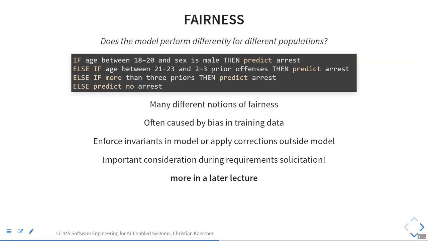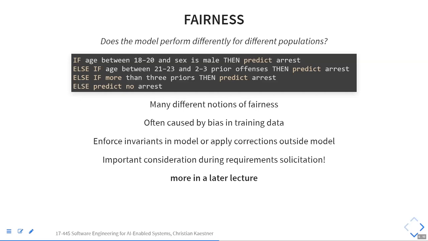And I can't do this justice now in 5 minutes. So I just wanted to mention this. There are many different notions. There are a lot of different measures. And it really depends on what you're doing. This is actually in the requirements engineering paper that you read for this lecture, right?